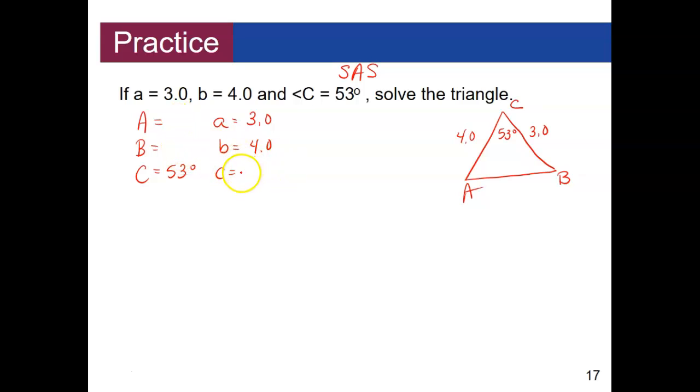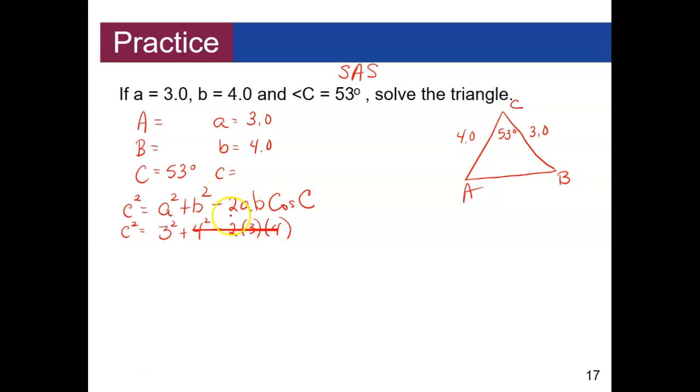So looking at side C, I'm going to use the one that starts out C squared equals A squared plus B squared minus 2AB cosine of C. So C squared is going to be 3 squared plus 4 squared minus 2 times 3 times 4 times the cosine of 53 degrees. And the good news is these go much quicker than the other ones. When you're given your angle and you're using law of cosines, it's an easier process.